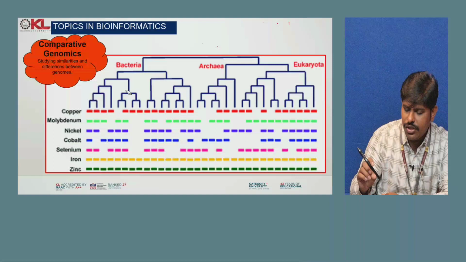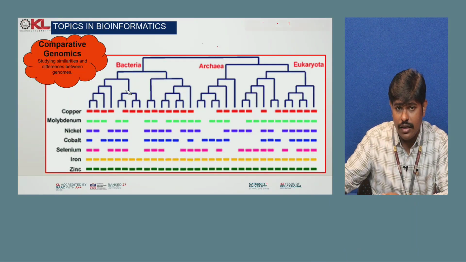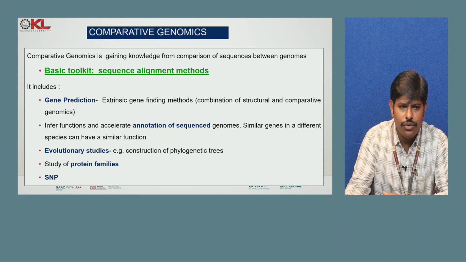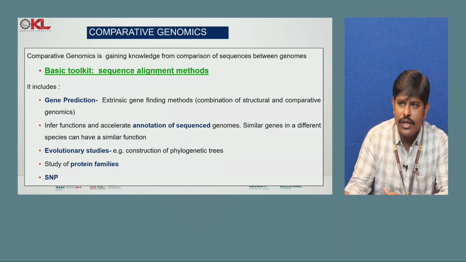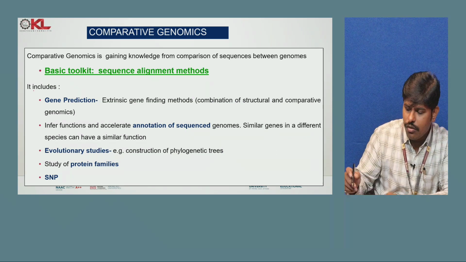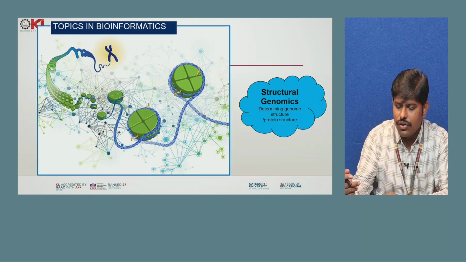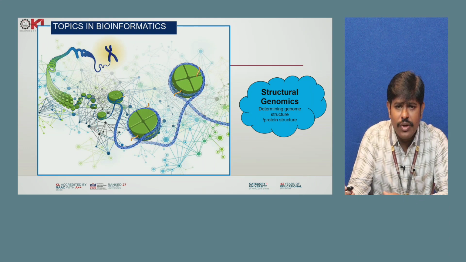Simple sequence comparisons can provide greater insights, and then using comparative genomics we can do gene prediction, annotation of sequenced genomes, and perform evolutionary studies. You can study protein families and SNPs, or single nucleotide polymorphisms. So all these things can be studied. So this forms the core of comparative genomics. And then coming to the next topic, it is called structural genomics.